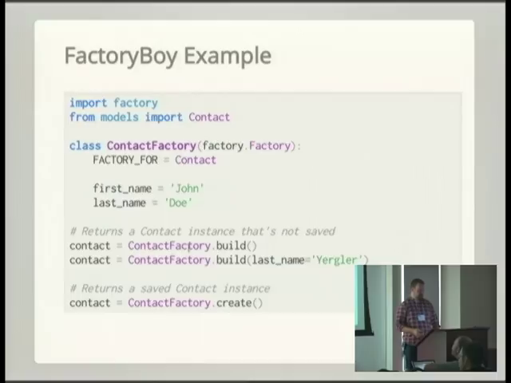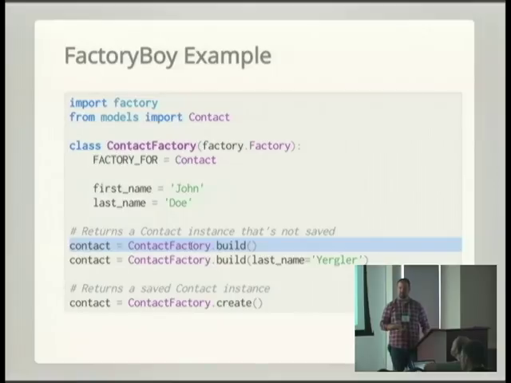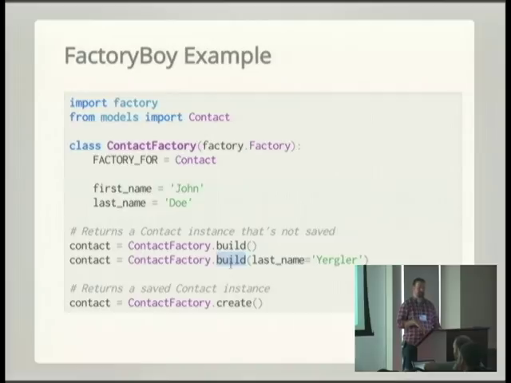So if I call contact factory.build, I'm going to get an object in memory that's not saved to the database. This just does the initial instantiation part and sets the fields. It doesn't actually save it. So just doing .build is going to use all the defaults I have. So first, it's going to be John Doe. I can override one of them by passing it as a keyword argument. And then if I actually do need to write it to the database, I can call .create.